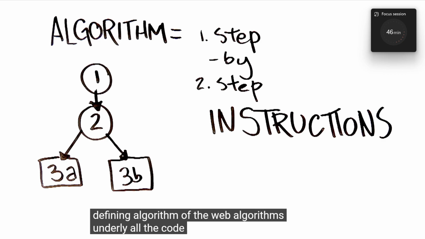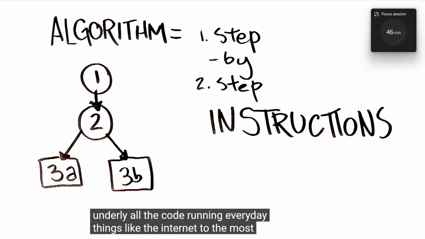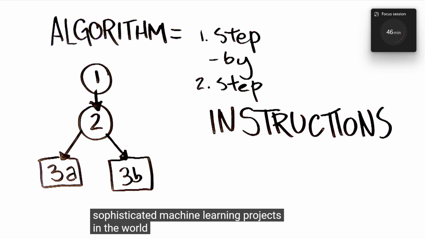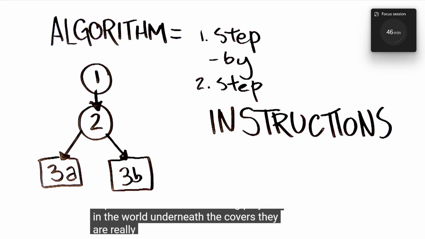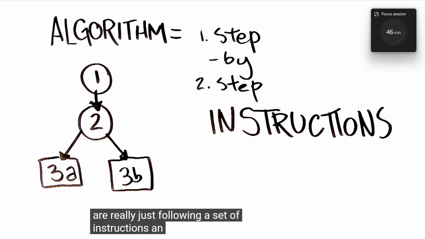Algorithms underlie all the code running everyday things like the internet to the most sophisticated machine learning projects in the world. Underneath the covers, they are really just following a set of instructions, an algorithm.